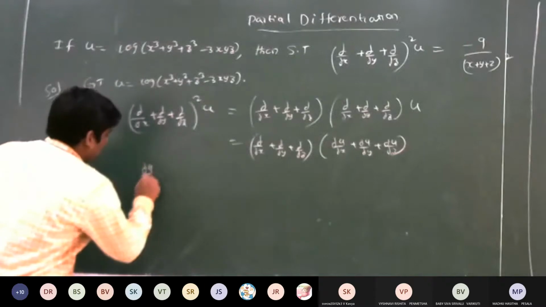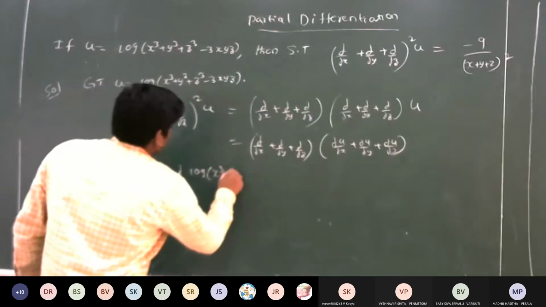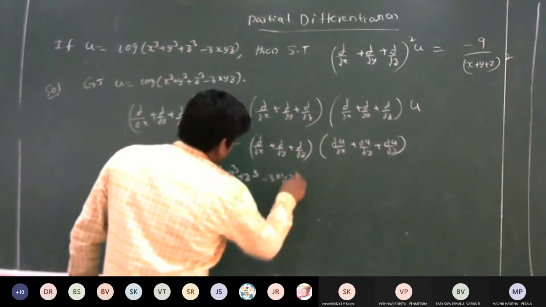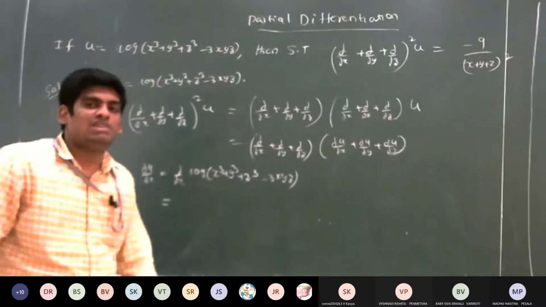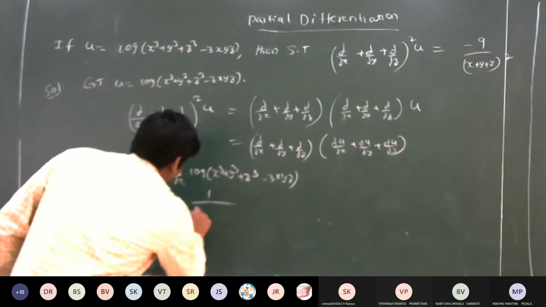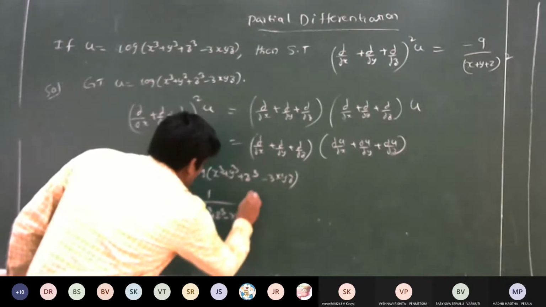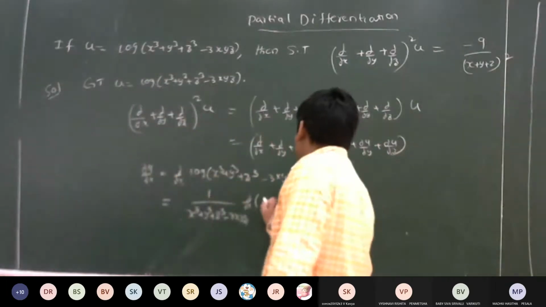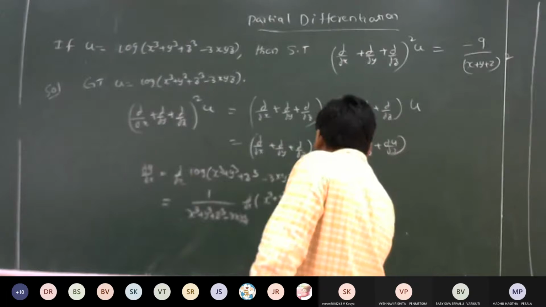Now calculate dou u by dou x. That is dou by dou x of log of (x cube plus y cube plus z cube minus 3xyz). The derivative of log of something is 1 by that thing, so 1 by (x cube plus y cube plus z cube minus 3xyz), and next, dou by dou x of x cube plus y cube plus z cube minus 3xyz.